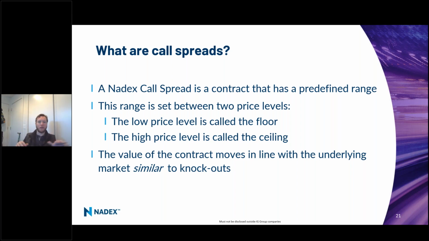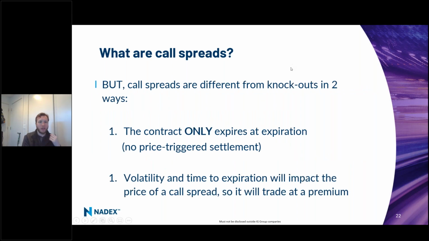We have a floor level down here, we have a ceiling level up here. How are the call spreads actually different? Well, one of the reasons is that the call spreads don't actually move as close to 1-to-1 with the underlying market as the knockouts do. This is because, and I'll show you on the next slide, even though you have that floor and the ceiling level with the call spreads, the very major difference is that call spreads do not expire if they hit the floor or hit the ceiling. They can only expire through that time triggered settlement that we talked about with the knockouts.